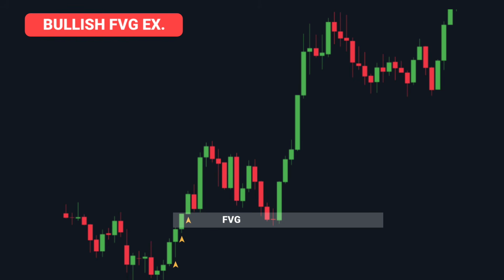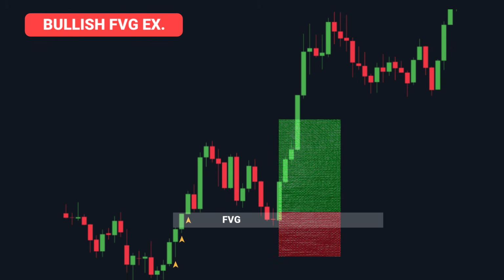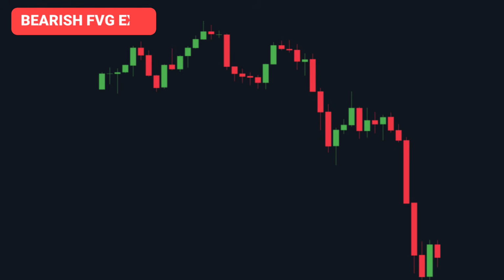When it enters the gap and shows rejection or a change of character on the lower time frame, that's your entry signal. You place your stop below the zone and target the next high or structure level. Bearish FVG example: price is in a downtrend.